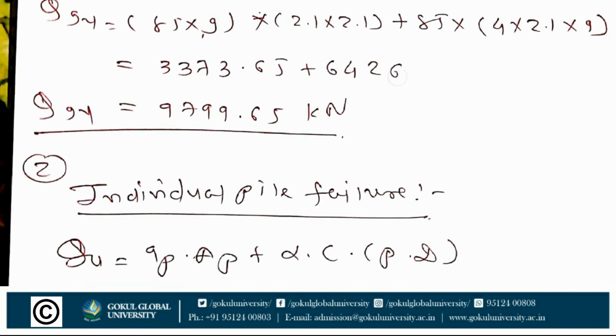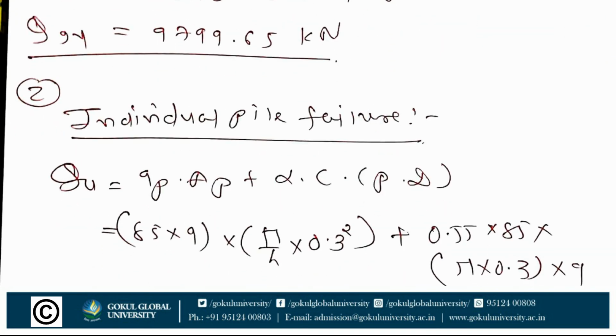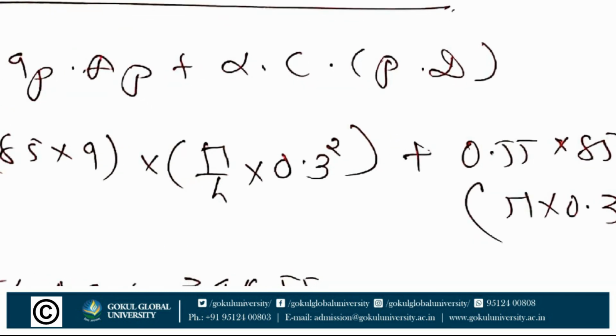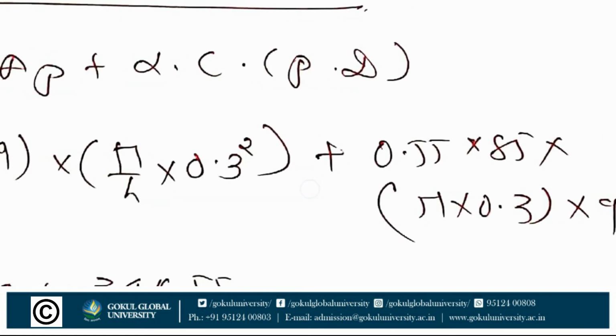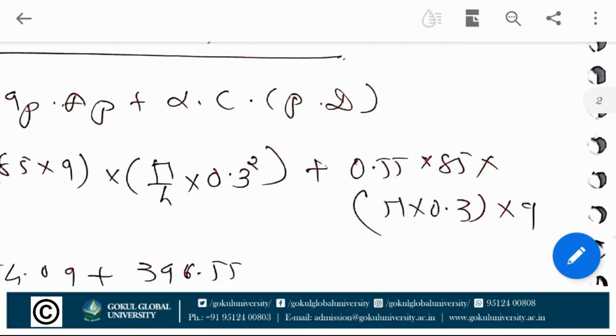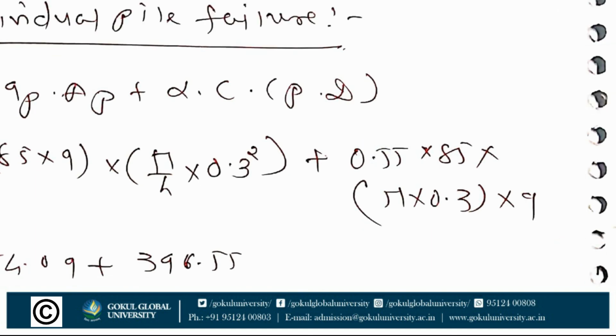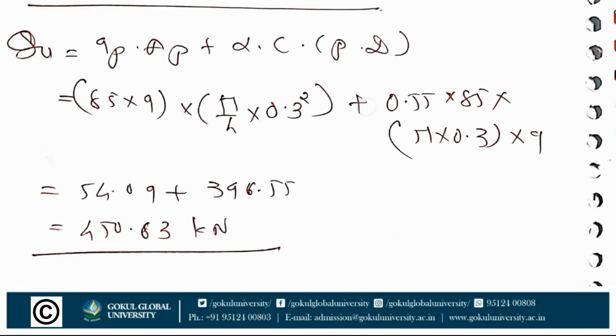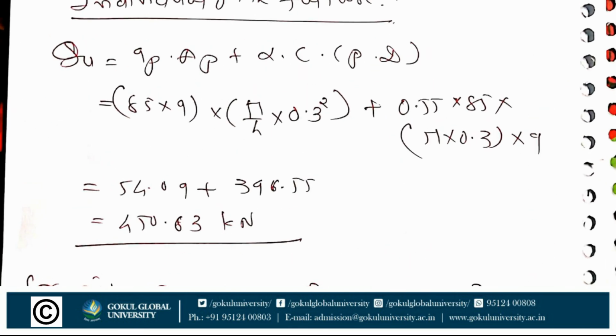Second one, individual pile failure. QU is equal to QP into AP plus alpha into C into P into D. The equation is given, the values are also given. But remember, AP is equal to area of pile. This is a circular pile, so area of pile is equal to pi by 4 into D square, with diameter D given 0.3. And P is the perimeter of pile, which is pi into D, with D equal to 0.3 meter. So we can get the individual pile failure 450.63 kilonewton.